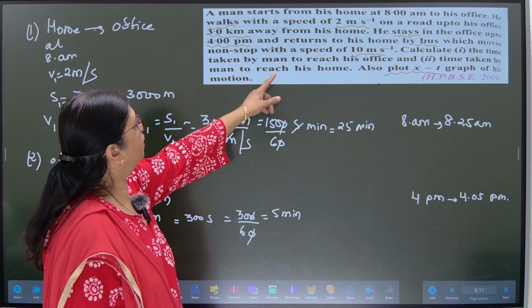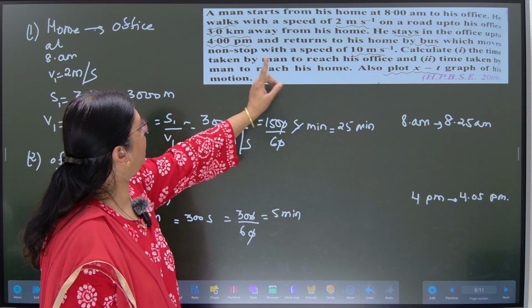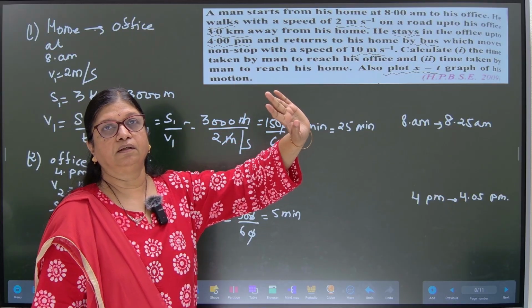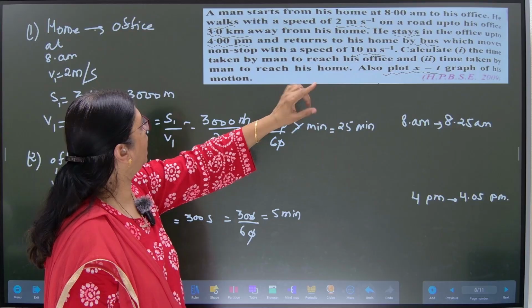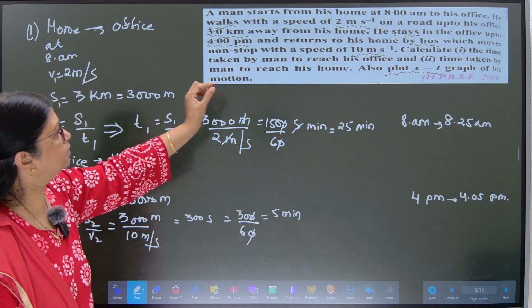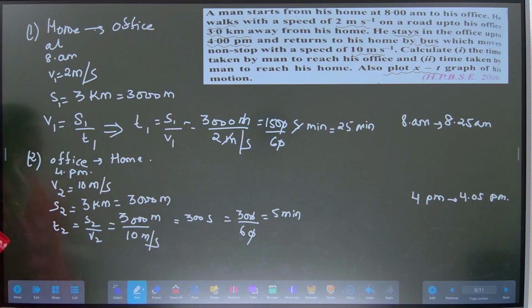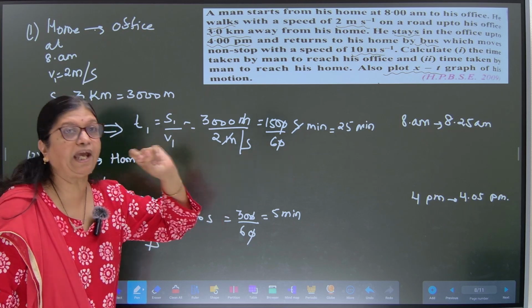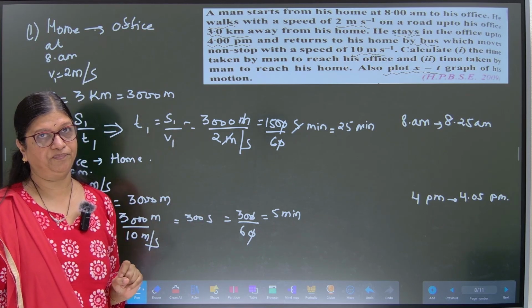Agree? So my first part, the time taken by the man to reach his office is over. Time taken by the man to reach his home, that is also over. First bit, second bit, over. Correct? Now I am asked to plot an xt graph. That's why I collected that data.